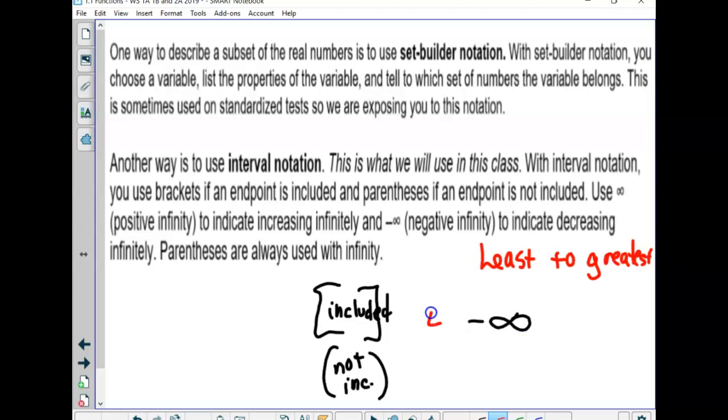So it's not okay to write this. Does everybody see what I'm saying? Because if you were to graph that, it would go from negative infinity on the left up to 4. So it should read that way.